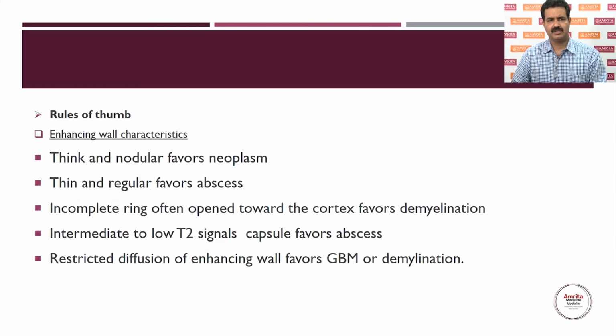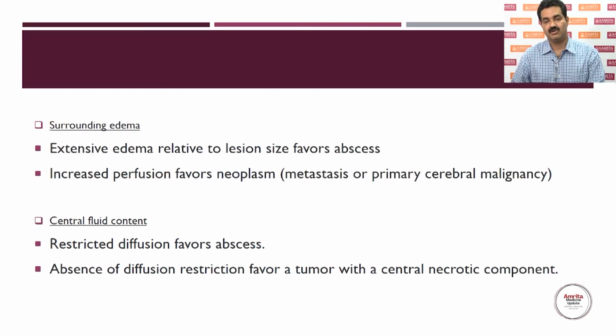So we'll carry on with certain rules of thumb. If there are nodular, thickened lesions, that favors neoplasm. So if there's an enhancement with a nodular pattern, think about neoplasm. If there is thin regular enhancement in the ring, we have to think about abscess. If there is an incomplete ring open towards the cortex, it favors demyelination. If there are low T2 signals, it favors abscess, and restricted diffusion is usually GBM, demyelination, or an abscess.